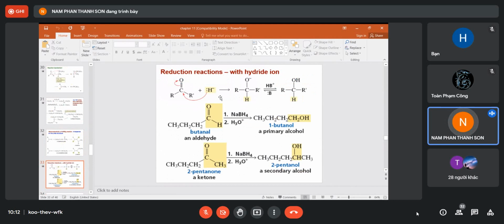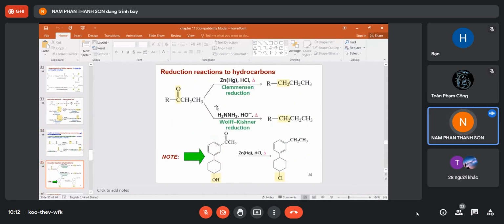And the reaction I told you already: you can reduce an aldehyde or ketone to make an alcohol. The hydrogen here is negative, so you can make this one. Remember, if we use NaBD4 or NaBT4, then D3O plus or T3O plus, you should know where the D or the T stays in your product.